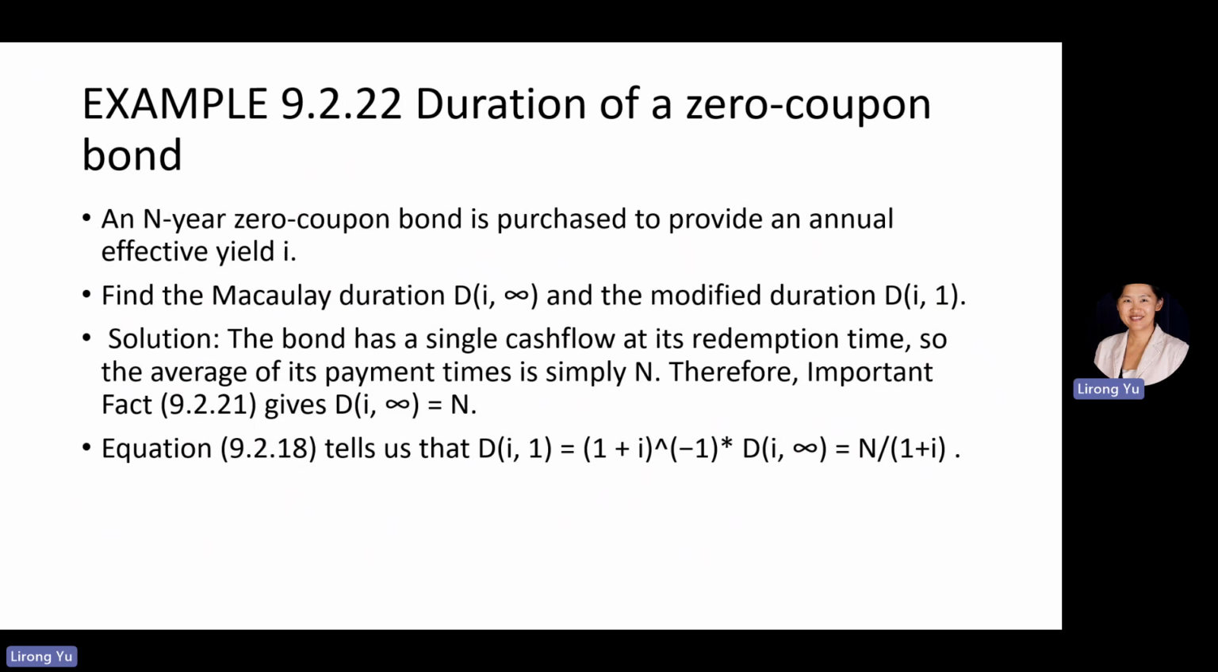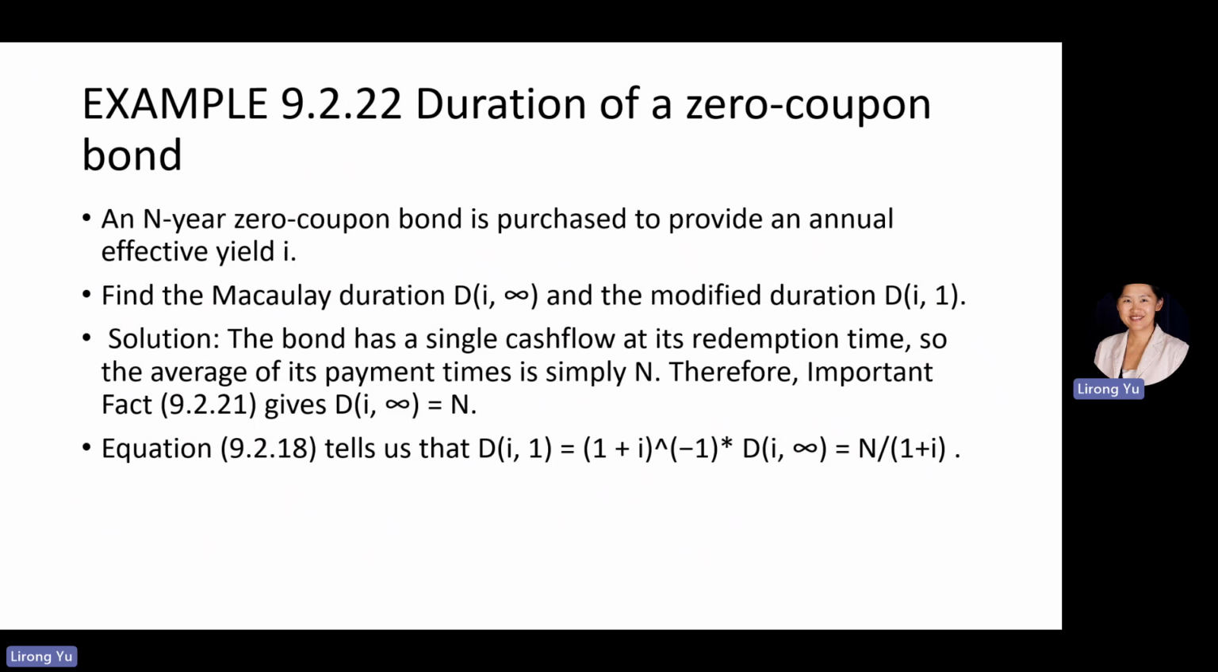The bond has a single cash flow at its redemption, so there's only one cash flow. So the total weight is 1, and therefore the time is the only cash flow time, which will be the maturity n. So the Macaulay duration is equal to n, the number of years of the n-year zero coupon bond.